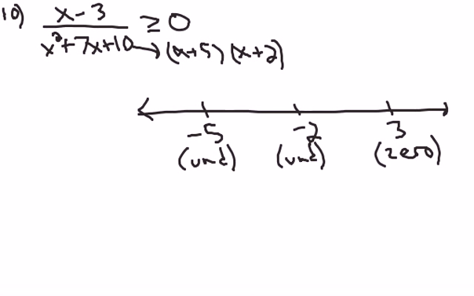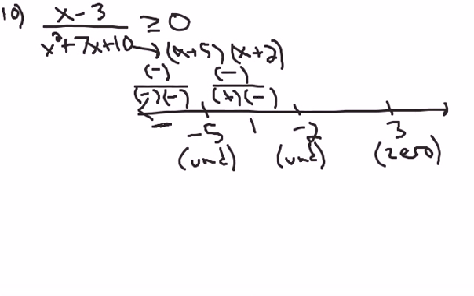Okay. All right, so let's plug in some points here. So if I plug in a number to the left of -5, like -6, -6 minus 3 is a negative number, -6 plus 5 is a negative number, -6 plus 2 is a negative number, all resulting in negative. Here, if you pick something like -3, -3 minus 3 is negative, -3 plus 5 is positive, -3 plus 2 is negative. Overall, this is positive. Pick a number between -2 and 3, like 0. 0 minus 3 is negative. 0 plus 5 is positive. 0 plus 2 is positive. Overall, this is negative.